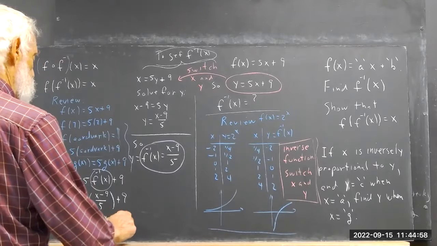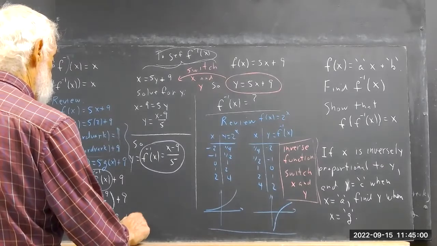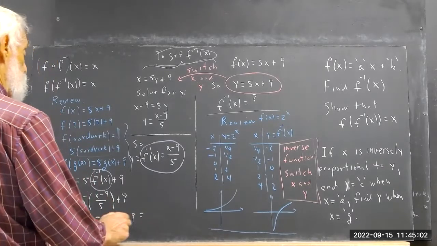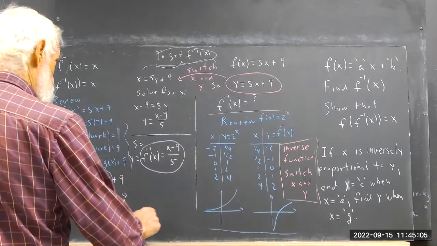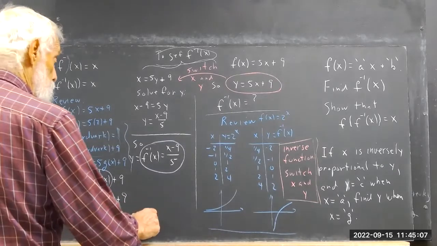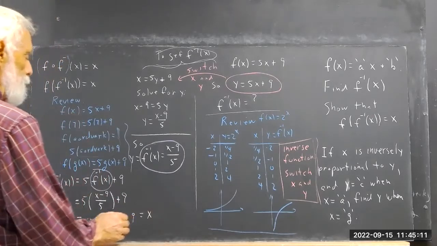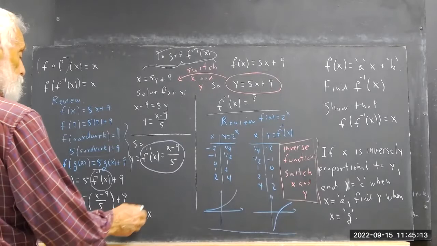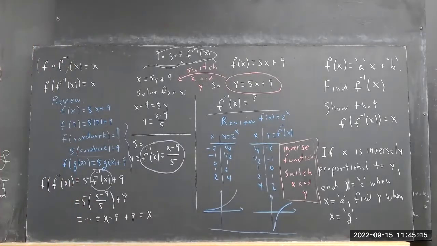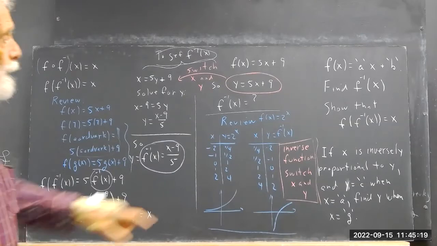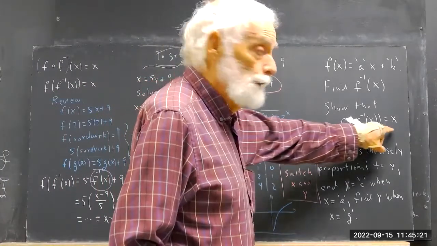So this gives you x minus 9 plus 9. And of course, x minus 9 plus 9 is x and 0. Negative 9 and 9 is 0, so that's okay, x plus 0, that's just x. And that's what we wanted to show. We wanted to show that f of f inverse of x equals x.